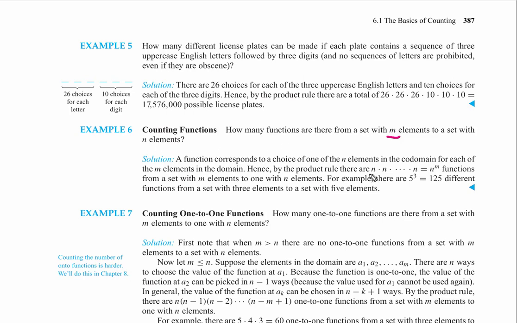So our first task is n ways to do it. Then take the second element in the domain. There are still n places to send it. There's no restriction on this function. And then we just keep multiplying these n's. We're multiplying n by itself m times, so n to the power m is the answer.